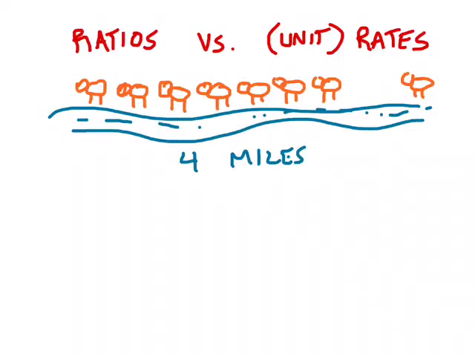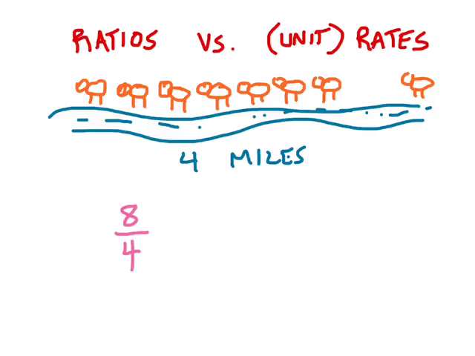Again, a ratio is a way of comparing things that aren't measured the same way. I can't measure miles and buffalo in the same units. I can't add them together. I can't subtract one from another because they're not the same as each other. But I can express them as, for example, 8 buffalo for 4 miles. And I can write it as a fraction.